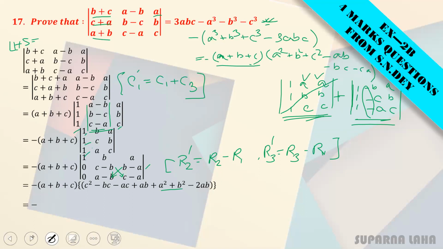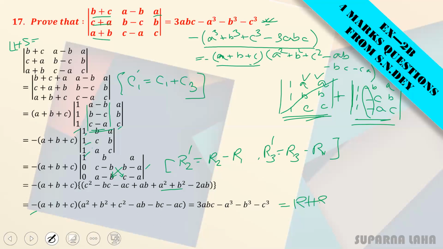And just simplify it, you will find a plus b plus c into a square plus b square plus c square minus ab minus bc minus ca. And this term we can write down as this value, that is a cube plus b cube plus c cube minus 3abc. Since minus is there, so multiply this with minus, so you will find this value. And what is this? This is RHS.